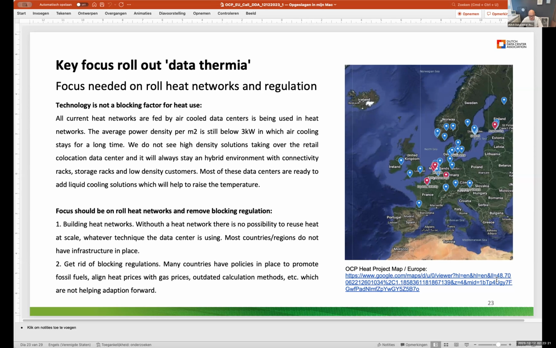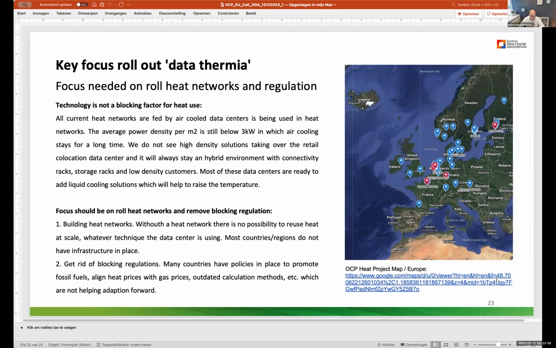All the 28 projects at this moment are air-cooled data centers. It will get better if there are more liquid or other cooling methods being used, but it has nothing to do with the technique. The focus is really we need more heat network infrastructure. Without that, we cannot reuse the heat. So that is our big focus, and get rid of really blocking issues and regulations.